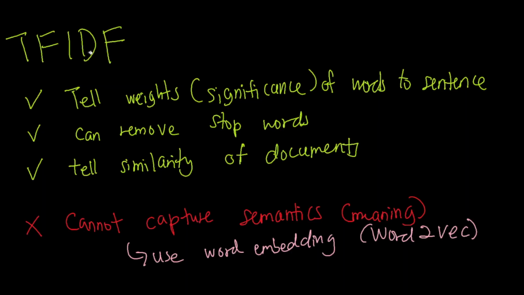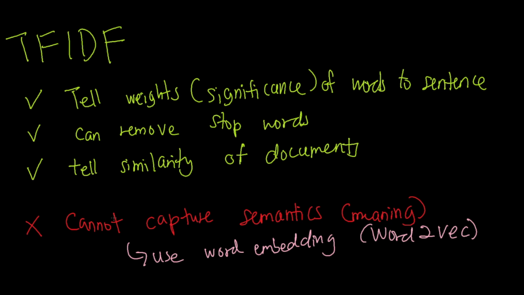So to wrap things up, the key takeaways about TFIDF are that the advantages are that it can tell the weights or the significance of the words to the sentences, and it can remove the stop words, as we can see that brown, or words that frequently occur, have no meaning to the whole document. And it can tell the similarity of documents, since by telling the values of each word, we can tell the similarity of documents.